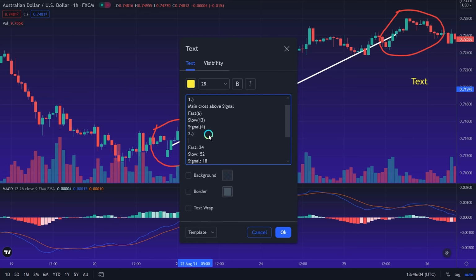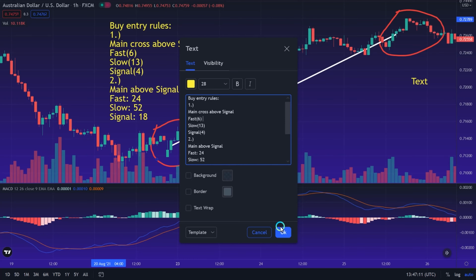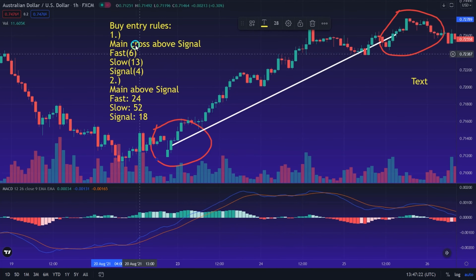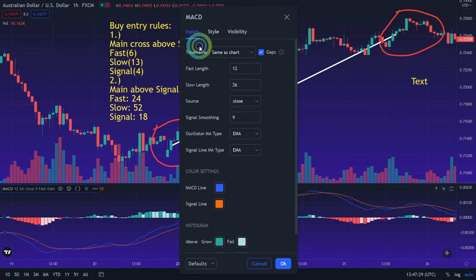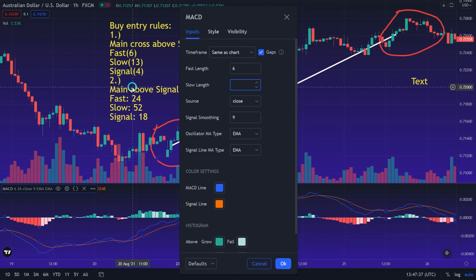So this is the parameter set, and it is the following. The main line has to be above the signal line. These are our basic entry rules, and now I will show you how you can trade it. So as you see, here are the rules. Now what we need is 2 MACD indicators. So our first condition is, I will just put the right parameters here.